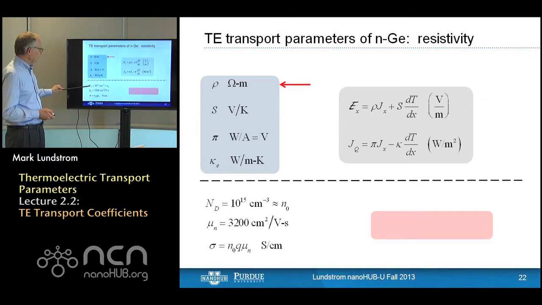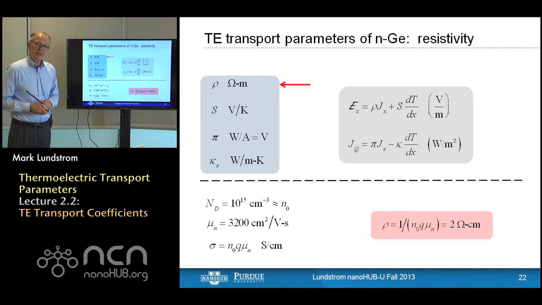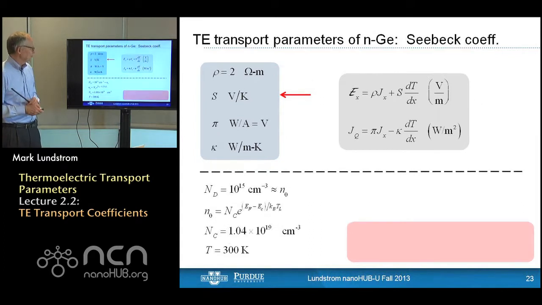We know the doping. If the dopants are fully ionized, we know the concentration of electrons in the conduction band. We know the mobility. It's presumably been measured. So we simply multiply N times Q times mu. We get the electrical conductivity. We take 1 over that, and we get the resistivity. For this particular sample, it's 2 ohm centimeters.